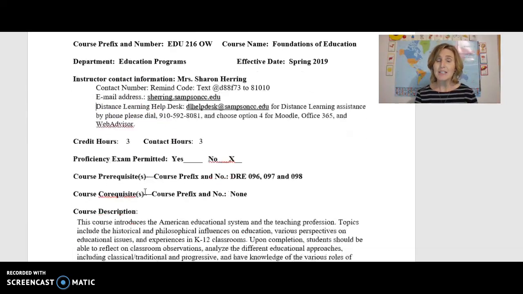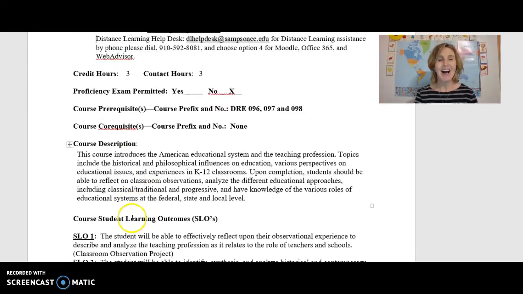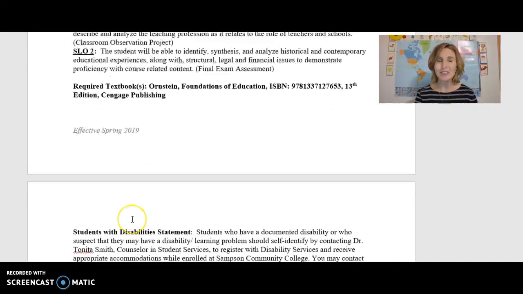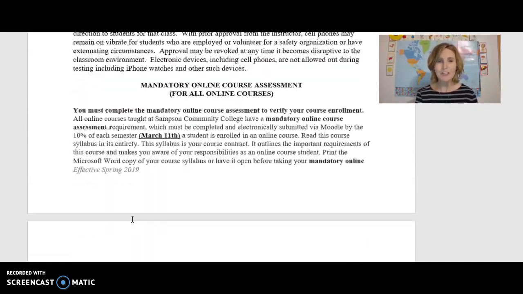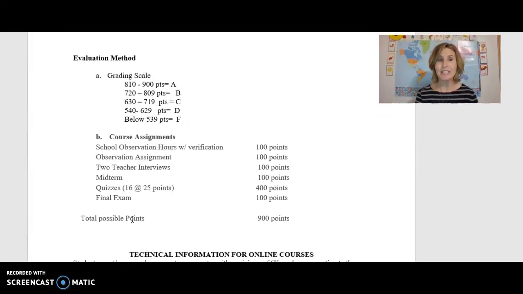Be sure to read the syllabus thoroughly. I'm not going to go through every part of this with you because you are in a 200 level education class, so I know that you will do that. It gives you a course description, your learning outcomes, and we're going to scroll on down because one of the most important things that you want to see is how you are going to be graded. What is the workload for this class and how will your grades go in the grade book?